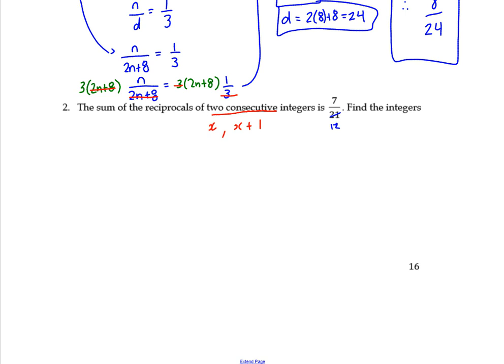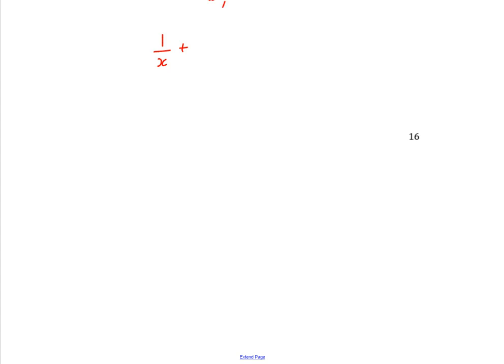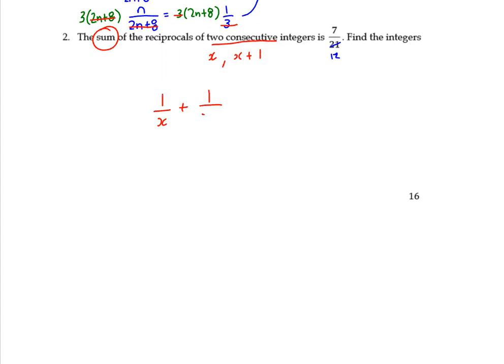But okay, so the sum of the reciprocals of these two consecutive numbers. How would you set that up? What's a reciprocal? So how would you write that? Flip it. How do I flip x? 1 over x, and it's a sum, plus 1 over x plus 1 equals 7 over 12. Yay!